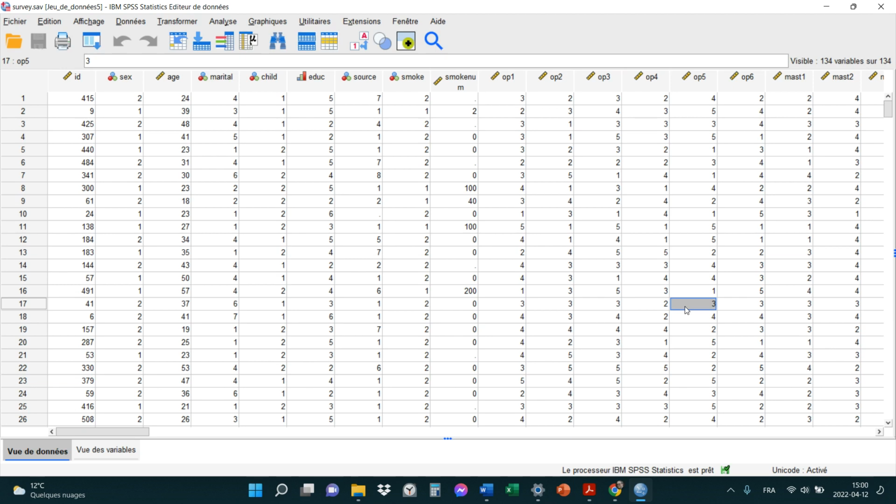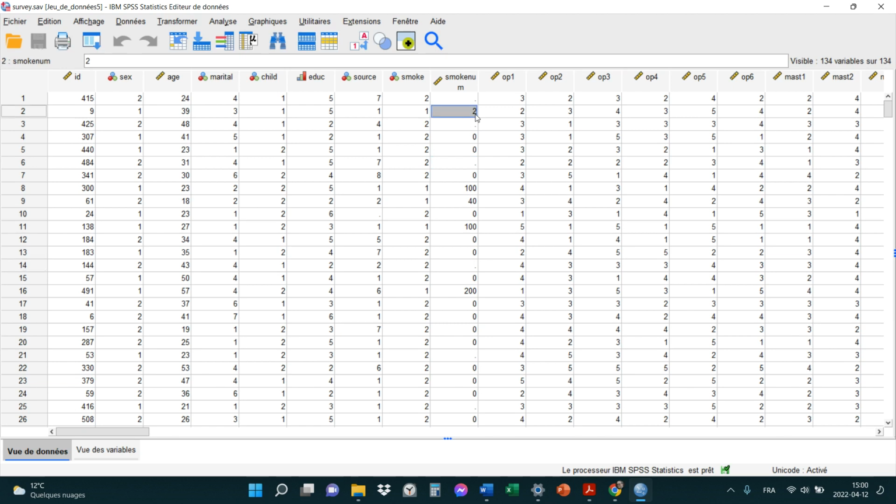Okay? Lorsqu'on a une petite base de données ou une vue restreinte sur une grosse base de données, c'est parfois relativement facile de les voir. Comme si je m'intéresse ici à la variable smoke number, qui est la variable de cigarettes consommées par semaine. What I can see right away is that, yeah, I definitely got some missing data here. I got missing data here, here, here, here.